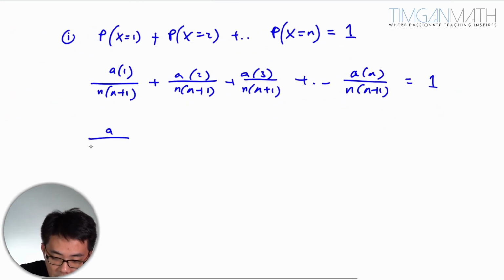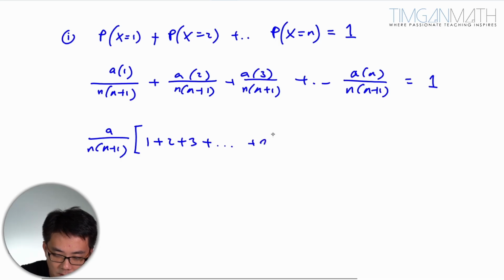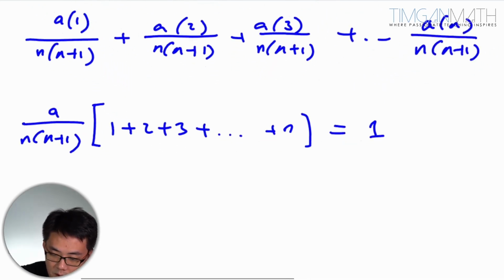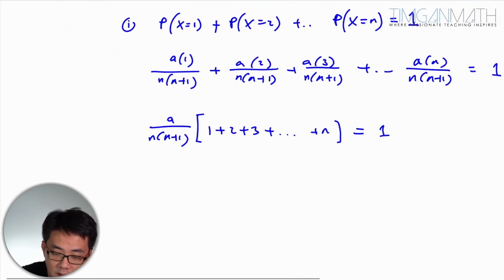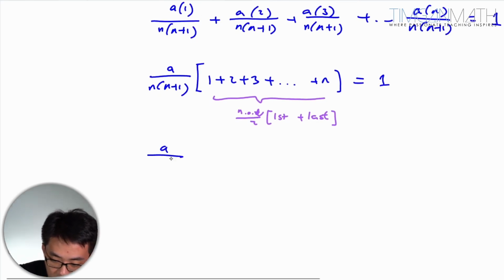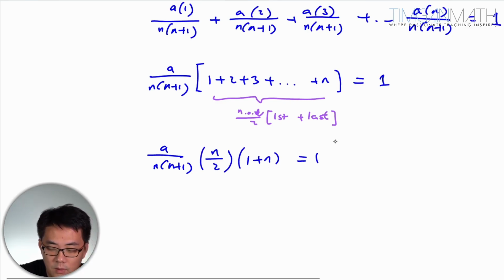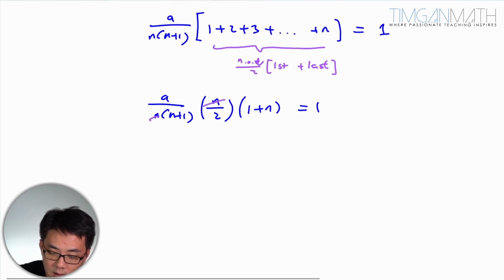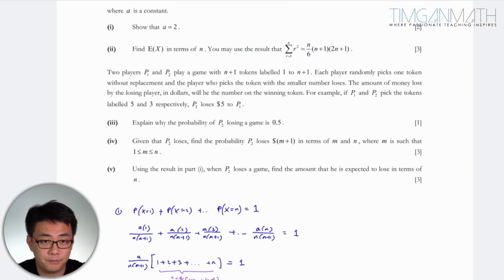Once this is done, just factorize the a over n plus 1 out, because they are just considered as 1 plus 2 plus 3 all the way to plus n. This is an AP. So how do you find the sum of an AP? The sum of an AP is just the number of terms divided by 2, first plus last term. Just remember that that's the sum of an AP. So this is a over n plus 1, and that will be number of terms n over 2, times 1 plus n, equals to 1. Now we could just cancel this out, and that will be a over 2 equals to 1, and a equals to 2. So that's how you do the first part.